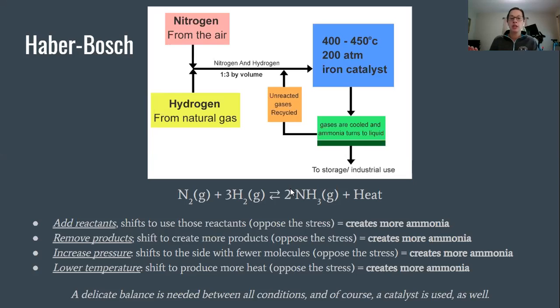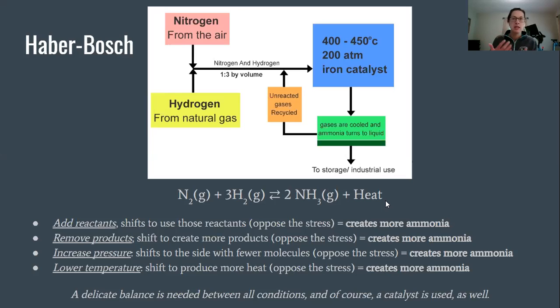If you increase pressure, it's going to go to the side that has fewer molecules. So here we have 1 molecule and 3 molecules, so that's 4, and on this side we have 2. So the side that has fewer molecules is the product side. So if you increase pressure, it's going to go to the side with fewer molecules and ultimately create more product, more ammonia. And if we lower the temperature, this reaction is going to shift to produce more heat. Heat is on the right-hand side here, on the product side. So to oppose that stress, it's going to create more heat, it's going to create more ammonia.